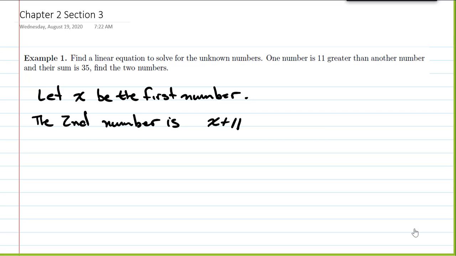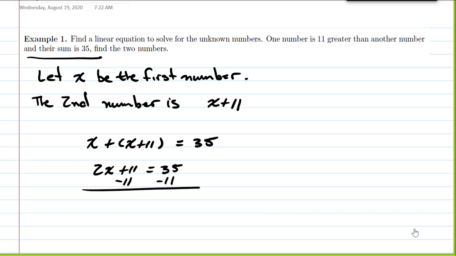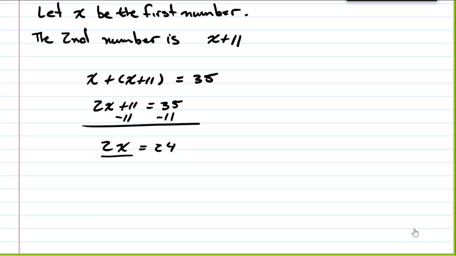Then our last bit says that their sum is 35. So we need to add them together, so that's x plus x plus 11, and their sum is going to be 35. So now we can solve for each of these two numbers. So we collect our like terms and we get 2x plus 11 equals 35. We minus 11, and we get 2x is equal to 24. And we divide by 2, and that gives us x is equal to 12.